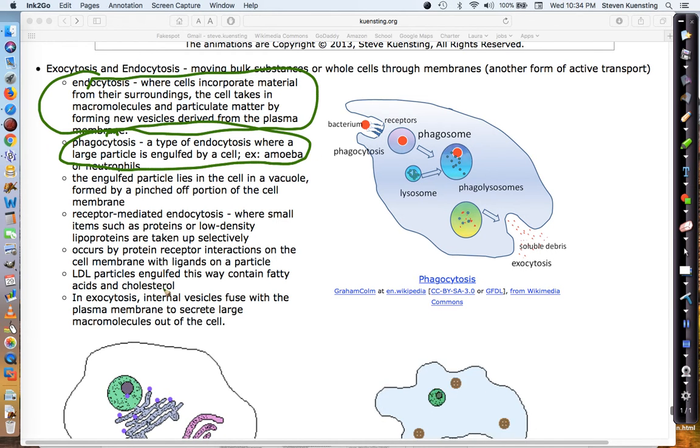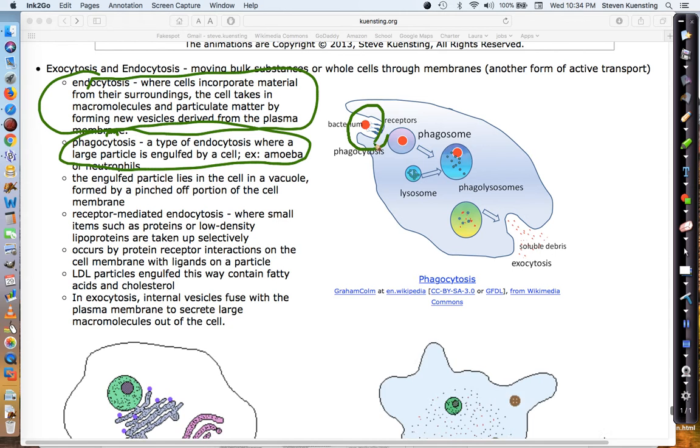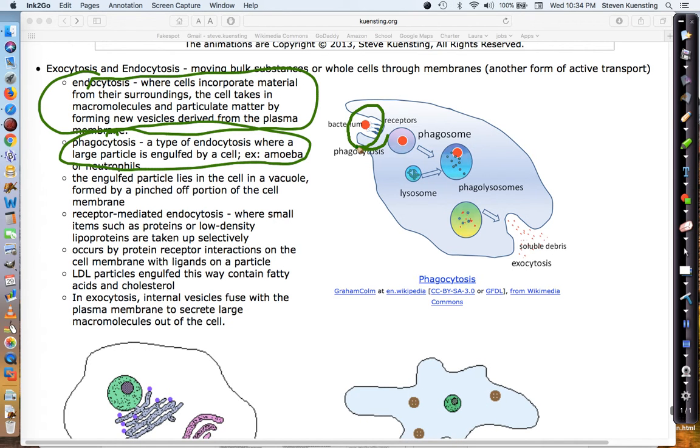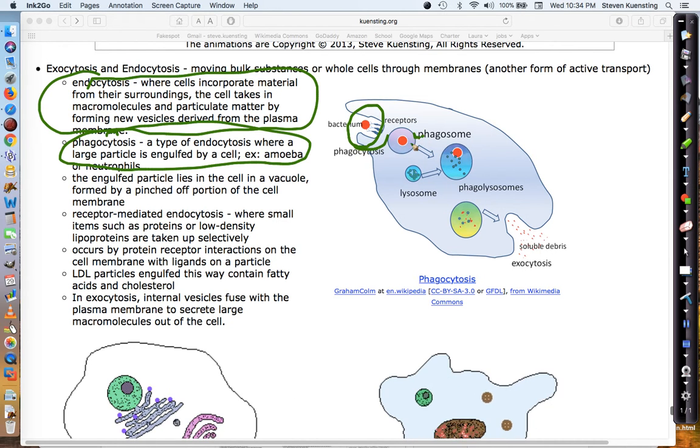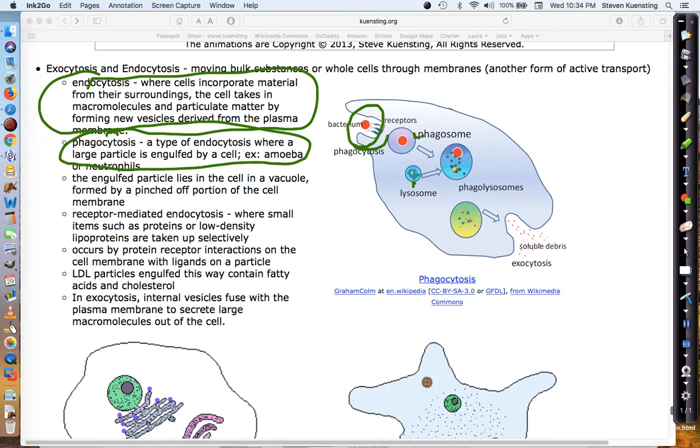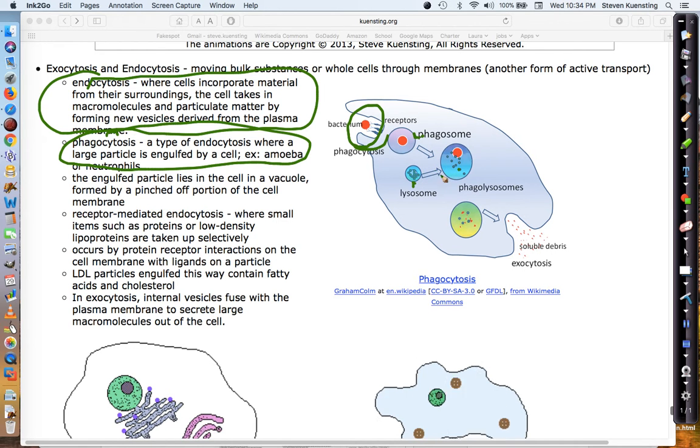This is most famous with amoebas. An amoeba will absorb, like here's a little bacterium. The white blood cell literally crawls around the bacteria, engulfs it into a vacuole, fuses a lysosome with the vacuole. The bacteria is destroyed. And then exocytosis occurs, dumping the broken down chemicals out.